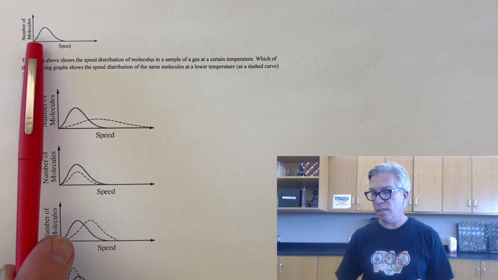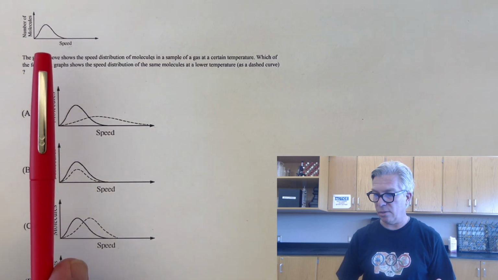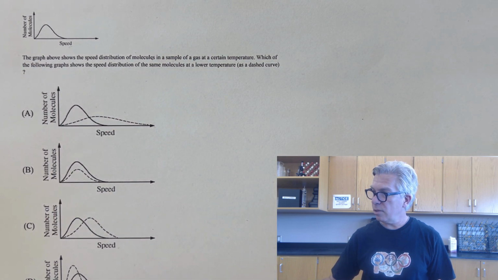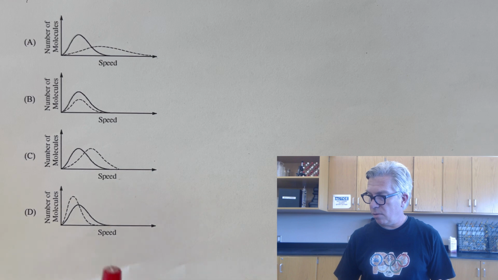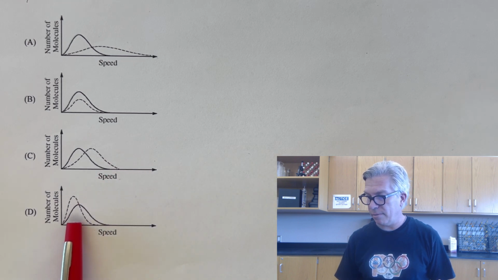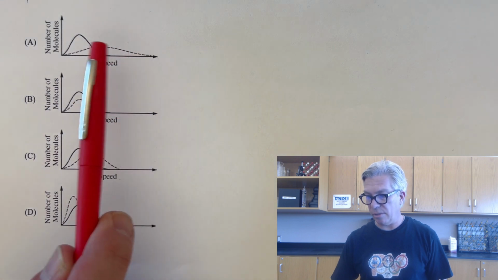If the temperature decreases, it's got to go to the left. The big mountain, the tall part of the mountain, has to go to the left. And if we look at the four examples that are shown here, only one of them goes to the left. This one goes to the right. That would be a speeding up of the molecules, a higher temperature.